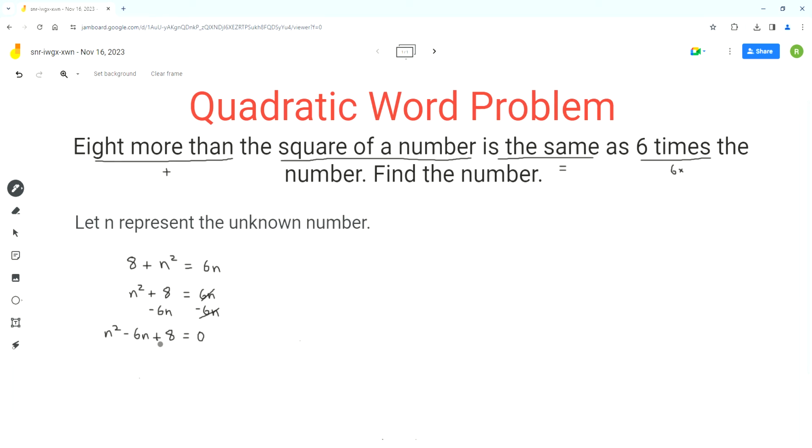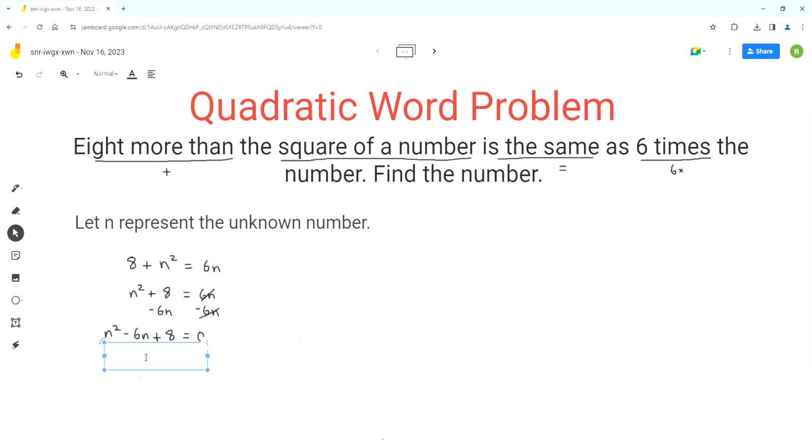We can solve this equation. Now there are two ways to solve a quadratic equation. We can use either factoring or the quadratic formula. For this equation, we can do factoring, which is easier than using the quadratic formula. This is a simple trinomial because the coefficient of the n squared term is 1. So there is an invisible 1. Since the a value is 1, this is a simple trinomial.